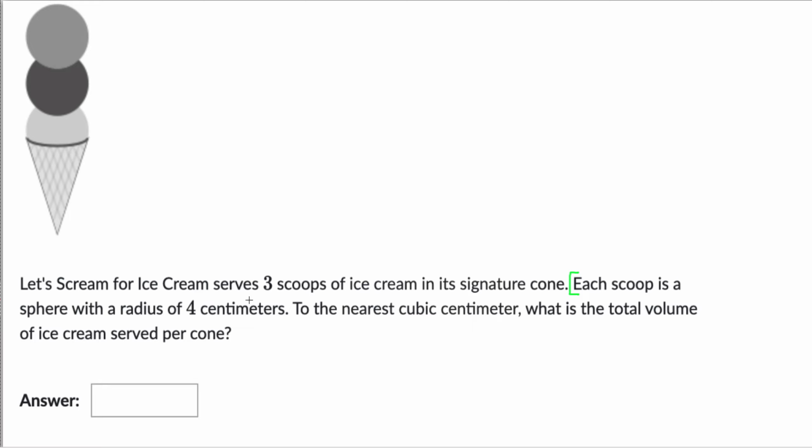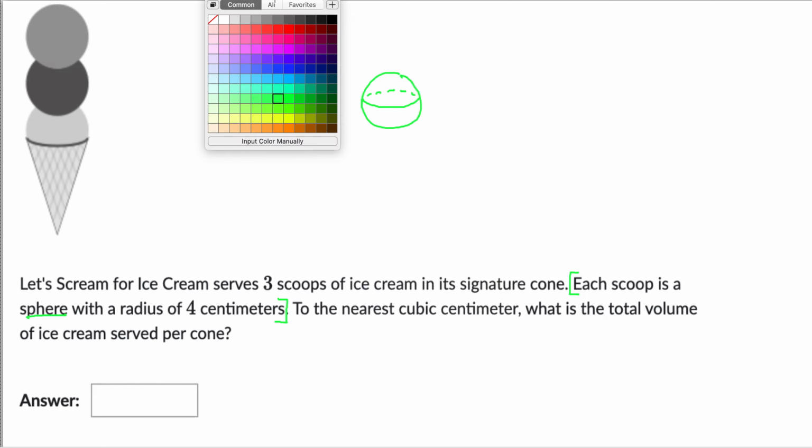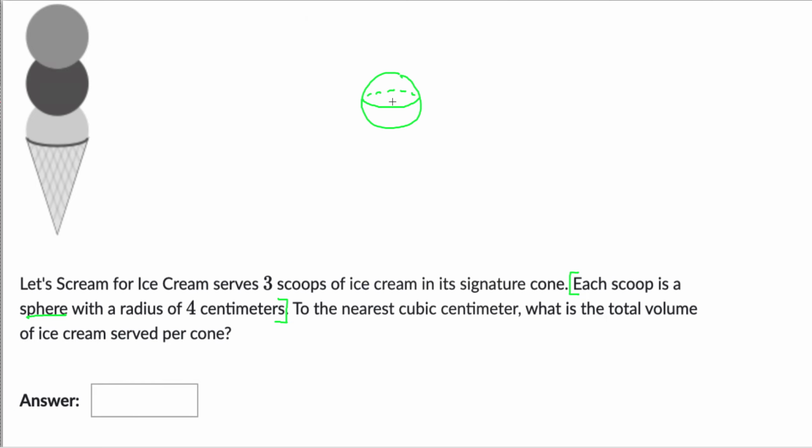It says that each scoop is a sphere with radius of 4 centimeters. So now we know each one is a sphere. We need to know that a sphere looks like this. It's the ball, essentially. This is a sphere with the equator drawn, right? This is your sphere. Now the radius for any sphere is just from the center, so let's say that this is the center, to the edge of the sphere. So something like that. That's a radius.